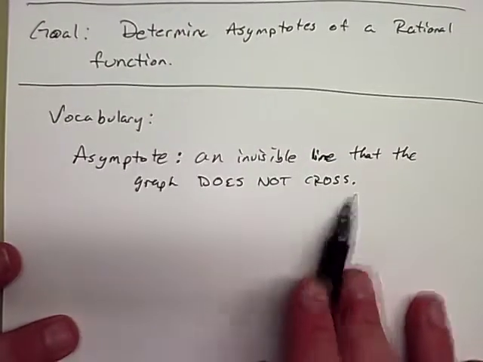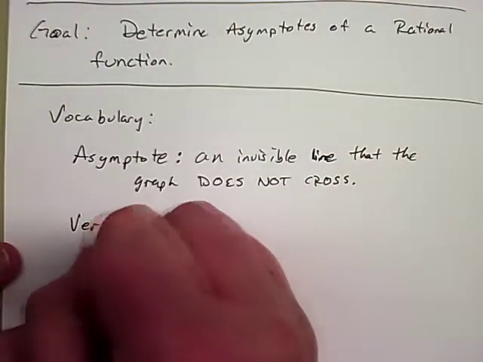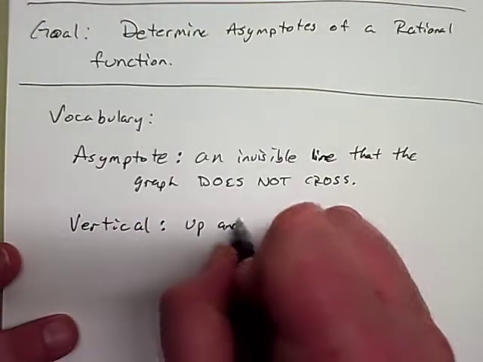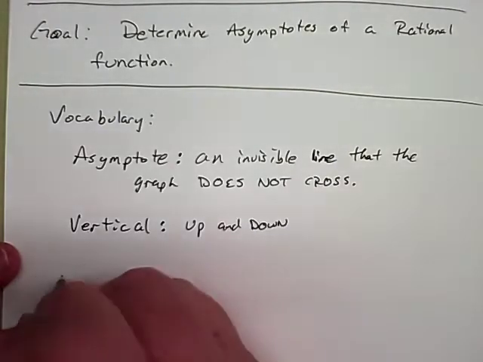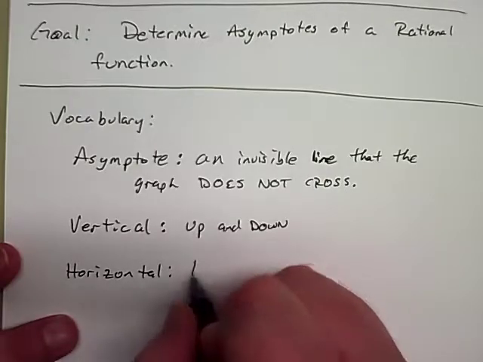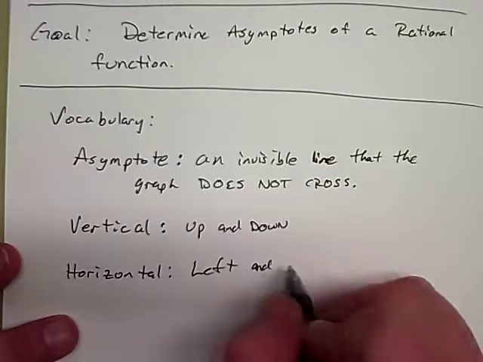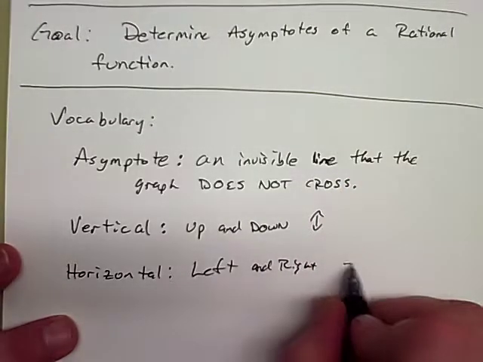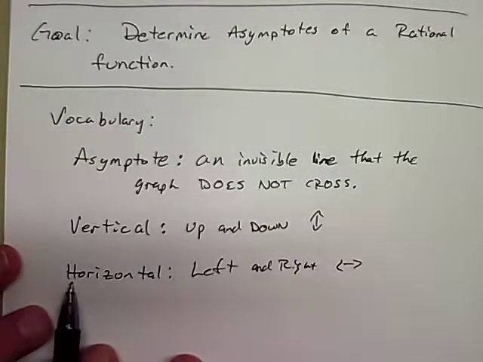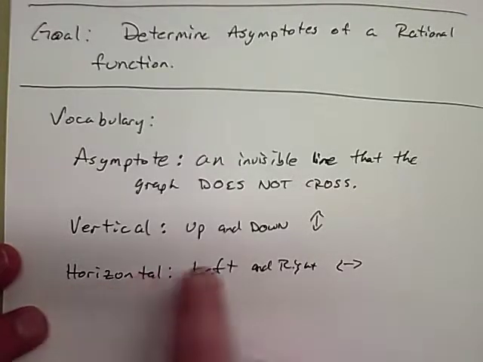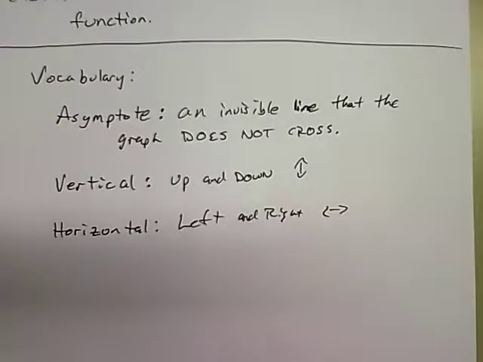And there's two different types of asymptotes. We're going to have a vertical asymptote, and this I really want you to know is up and down. And we're also going to look at horizontal asymptote. And this one is left and right. All right, so the vertical is going to be up and down, horizontal, left to right. I think of the horizon. The sun sets over the horizon. Think about it like that.